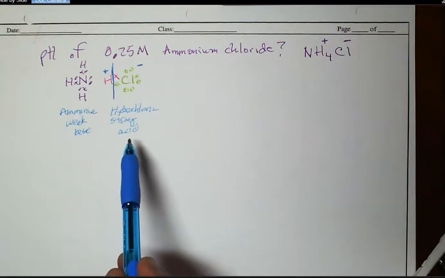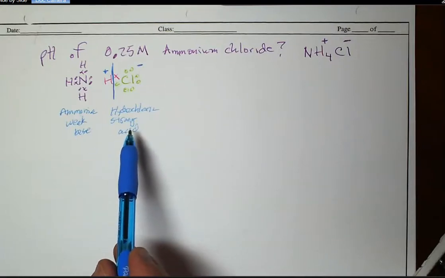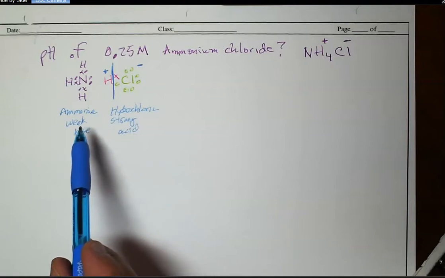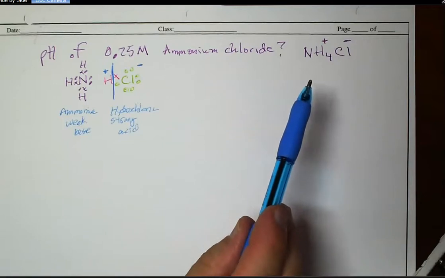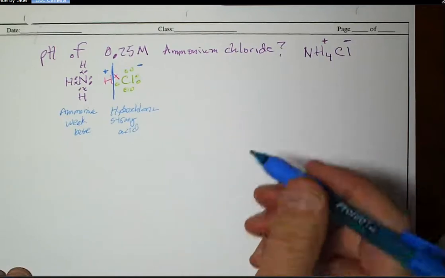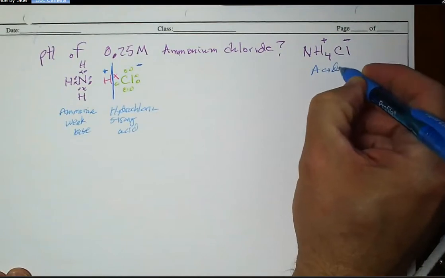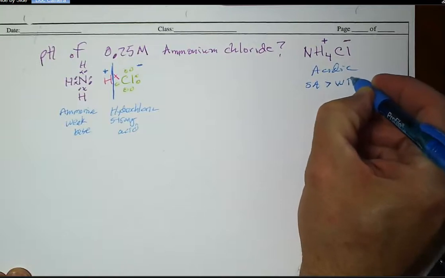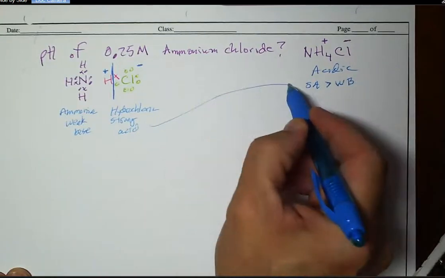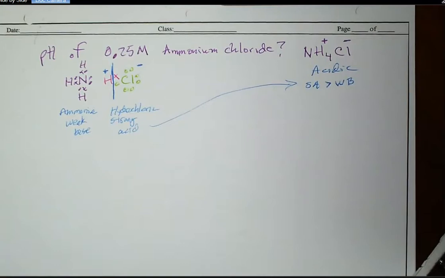Now, will that salt be basic or acidic, since it's the offspring of a strong acid being neutralized with a weak base? Well, the strong acid's going to win. So this salt is going to be acidic. Strong acid wins over weak base. Okay, so we're taking that information over here. Strong acid wins over weak base, making an acidic salt. Okay, so why acidic? How is this acidic?